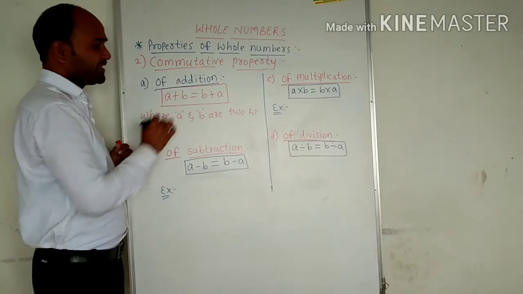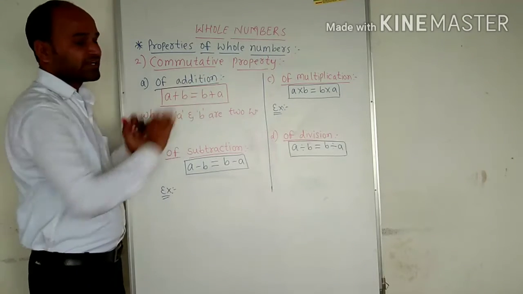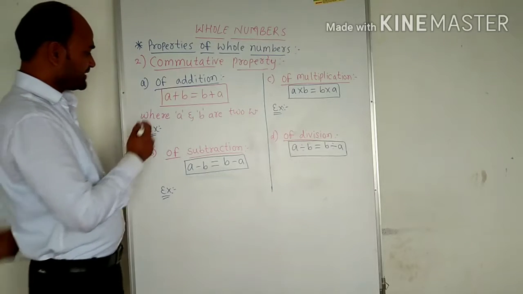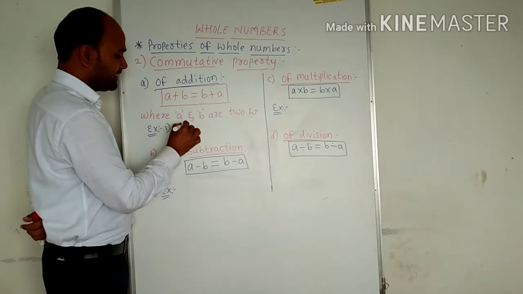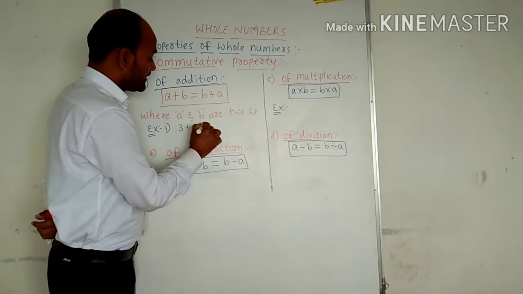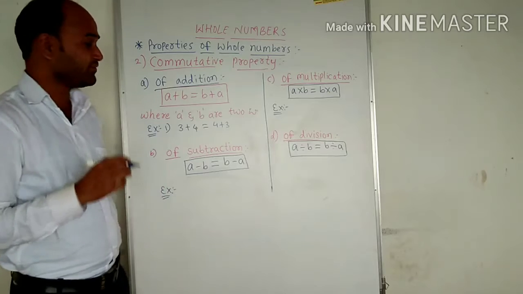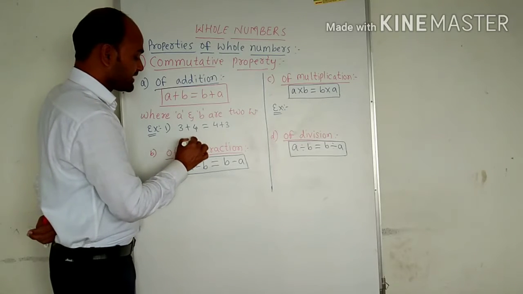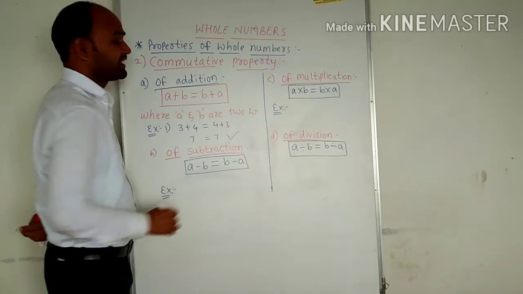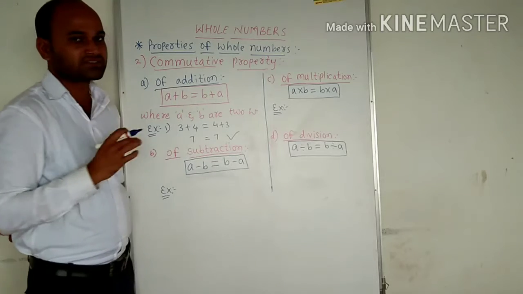It means that A and B are two whole numbers. You can arrange A plus B or B plus A, and you will get the same answer. For example, A is 3 and B is 4. When we add 3 plus 4 and 4 plus 3, both answers remain the same. 3 plus 4 becomes 7 and 4 plus 3 becomes again 7. So these two are the same. This condition satisfies, which means the commutative property of addition is satisfied.